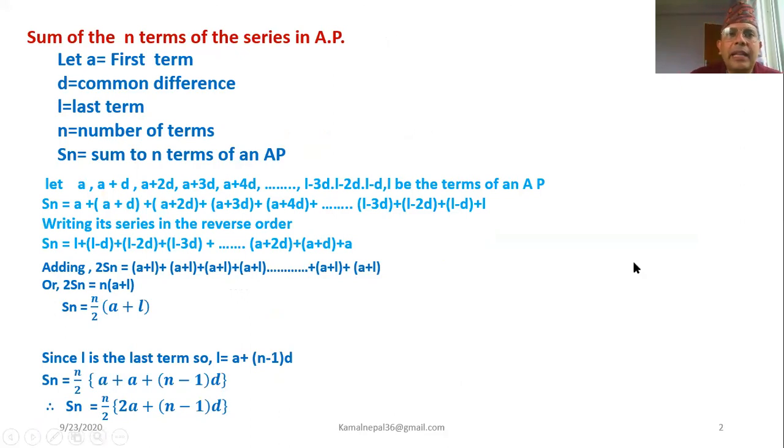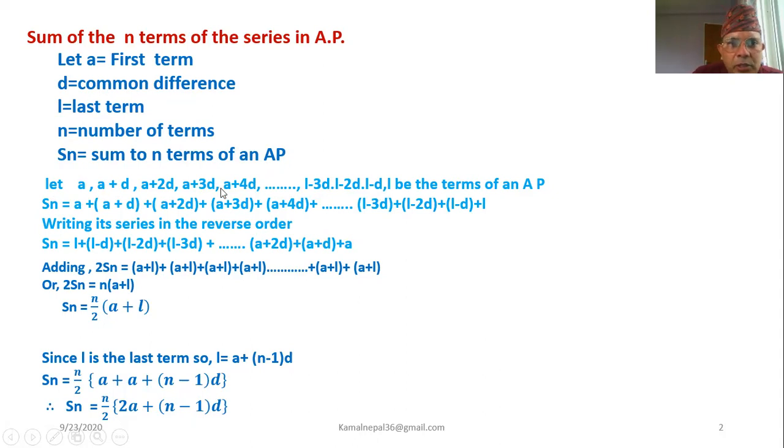For the sum of the nth term of the series in AP, now you can let A is equal to first term, D is equal to common difference, L is last term, N is the number of terms, and suppose Sn is equal to sum of n terms of an AP. Now we know the series: A plus D, A plus 2D, A plus 3D, A plus 4D, dot dot dot, L minus 3D, L minus 2D, L minus D and L.